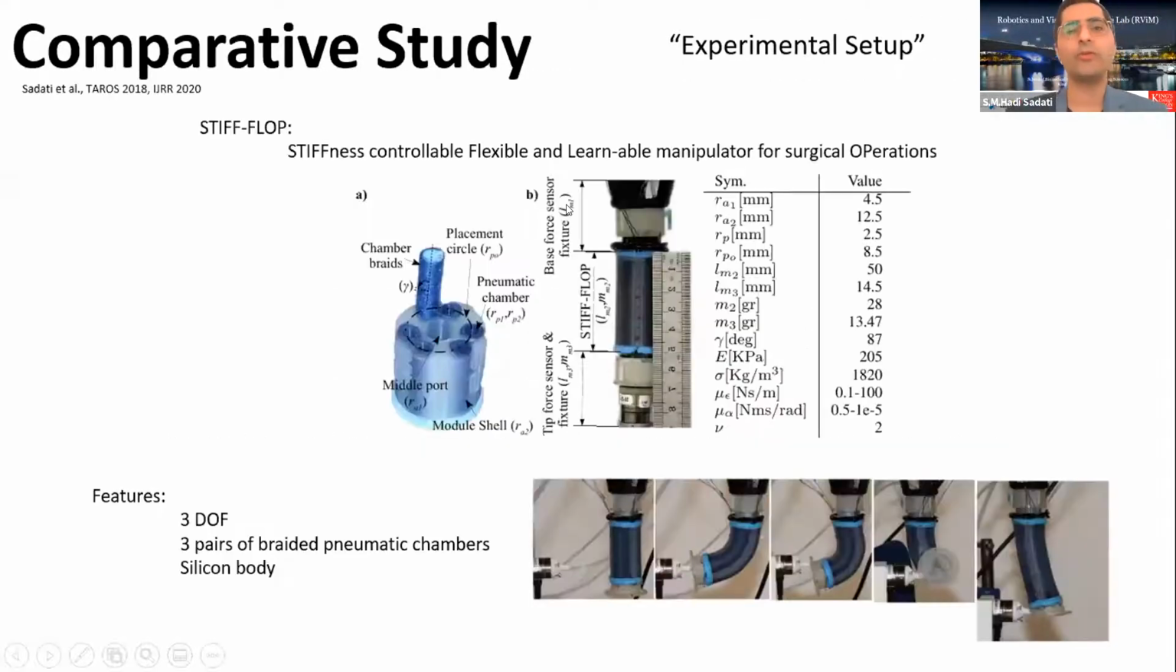Okay, some numerical results. We did some comparative study based on experiments with STIFF-FLOP. It's basically a silicone continuum appendage with 6 braided pneumatic actuators implemented inside a central hole, and the actuators are placed at a certain distance from the center. And we did force free and with torque and point force exerted along the robot and at the tip.